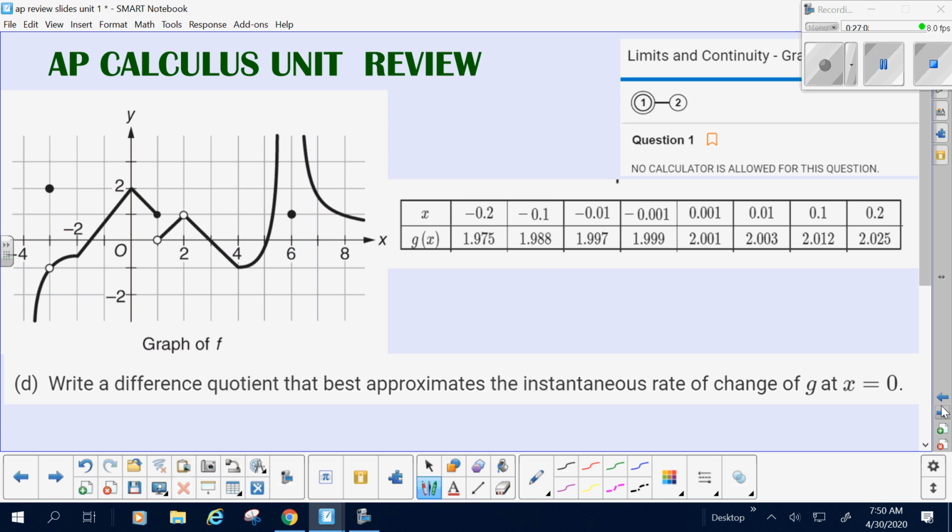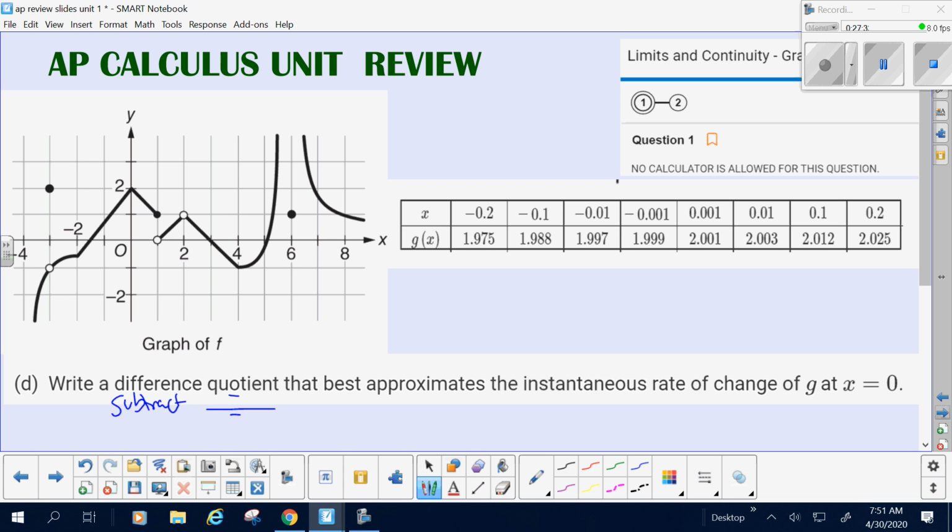Difference quotient. This is a disaster. Difference means subtraction. This is verbal calculus. Quotient means division, or in this case, difference quotient is code for slope between 2 points, which we then use in derivatives a lot. Difference quotient is code for a slope between 2 points. You've got to nail that. That approximates the instantaneous rate of change at x equals 0.